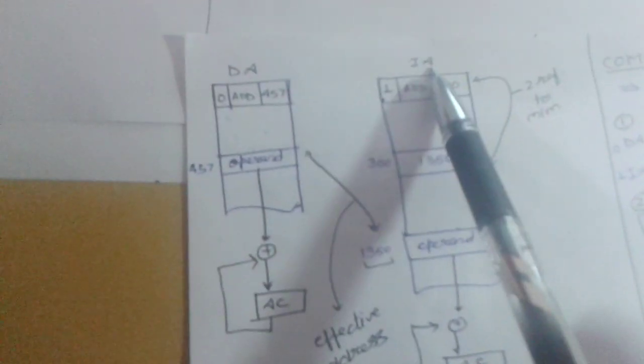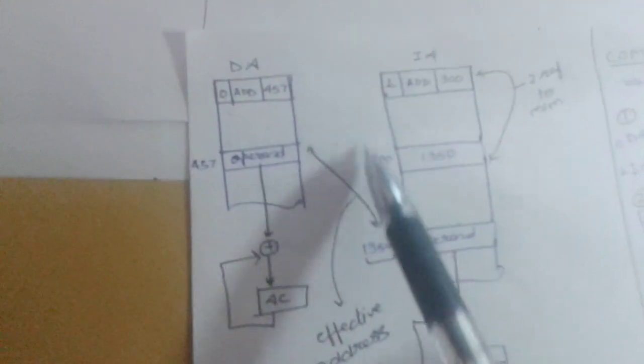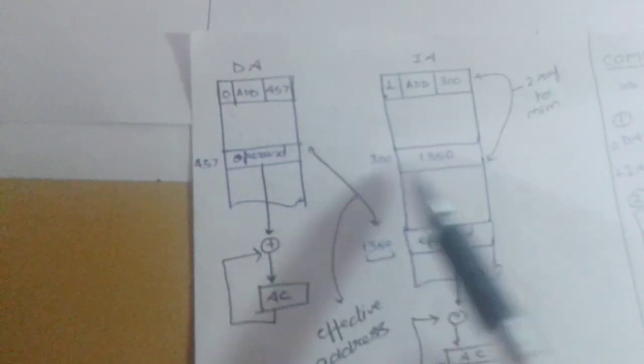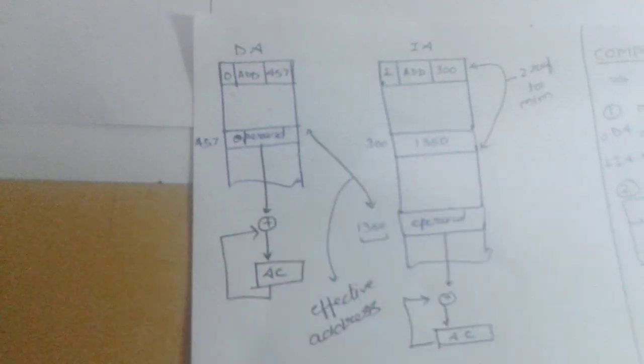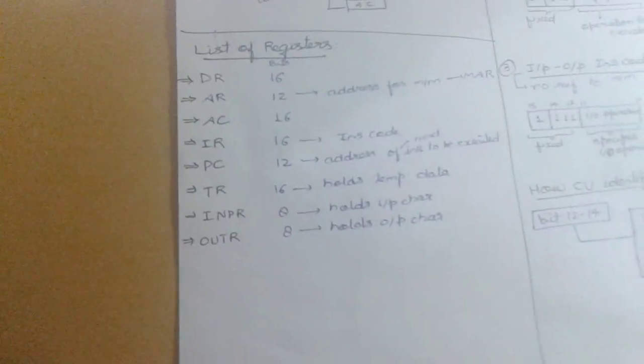In case of indirect addressing, this is not the effective address. The effective address will be the address which is present in this memory location. Now, talking about basic registers that are required in a computer.